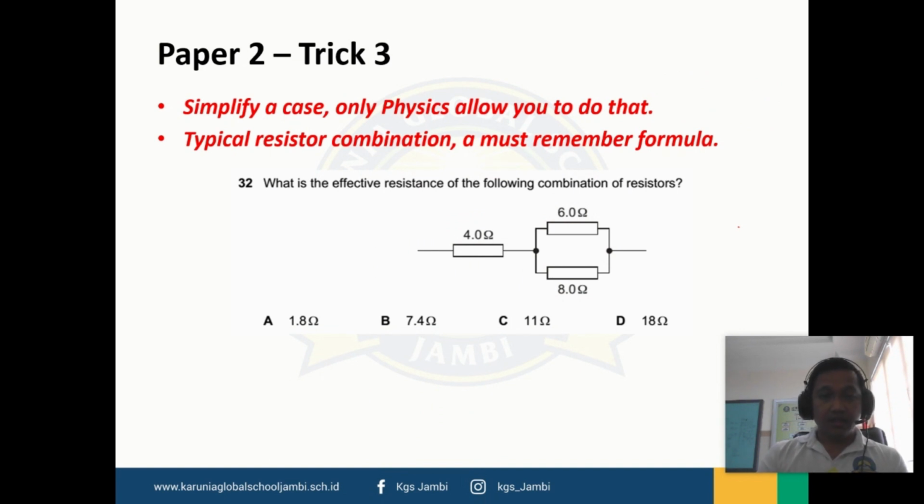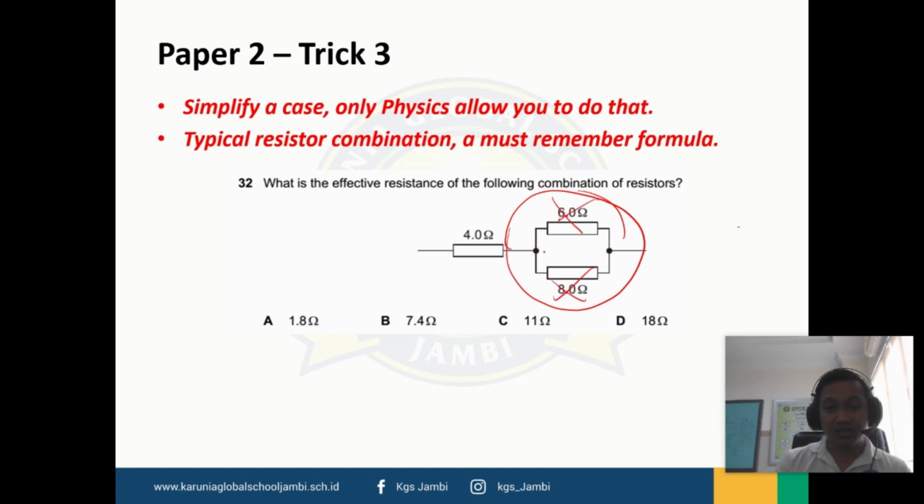Okay, the other trick, simplify a case. Only physics allows you to do that. Okay, this is a circuit, and you have to simplify this circuit. What is the effective resistance of the following combination of resistors? Do you know what to do first? This is a parallel resistor, so you must change these two parallel resistors with only one single resistor. In physics you are allowed to do this.